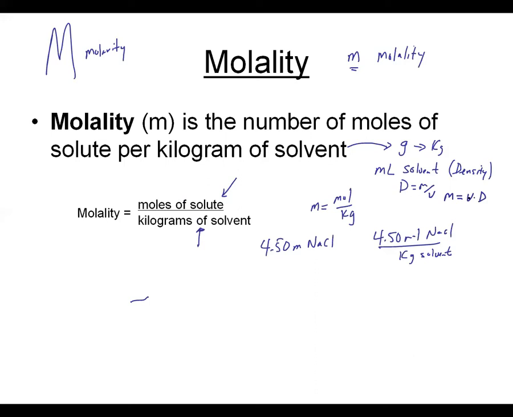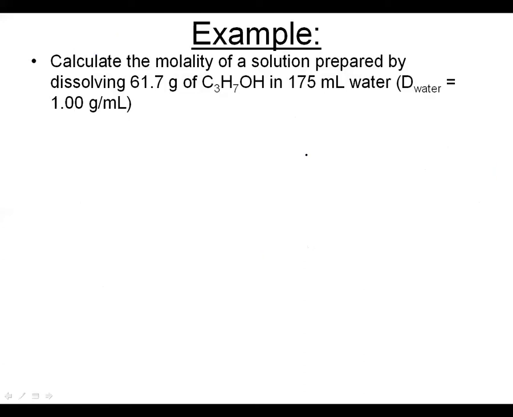So sometimes they'll actually give you the volume and you need to calculate the molality, but they'll also give you the density with that, and that will allow you to get the mass of it. So those are the two common ways that you could get to the kilograms of solvent. Any questions on that? So why don't you give one a go here and see what you come up with.